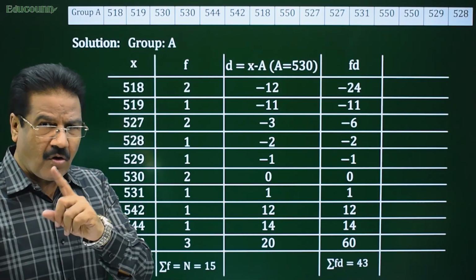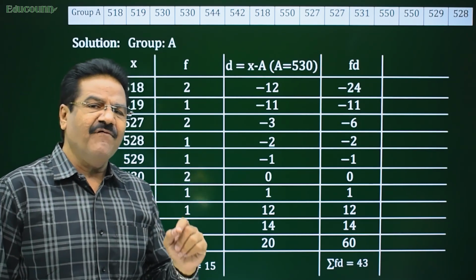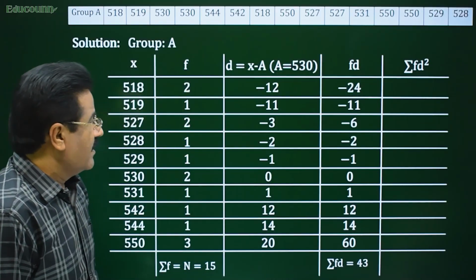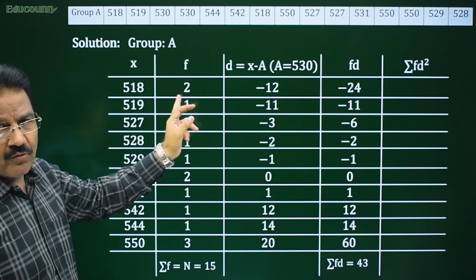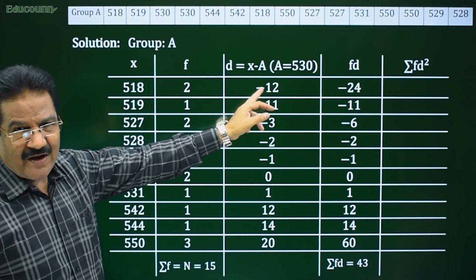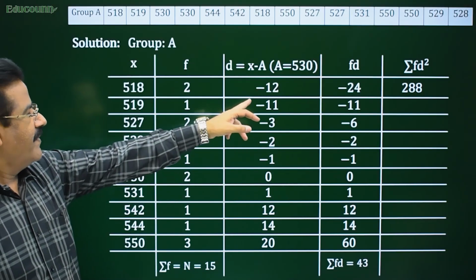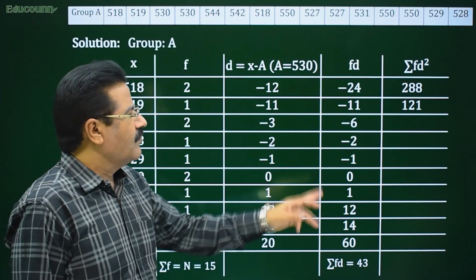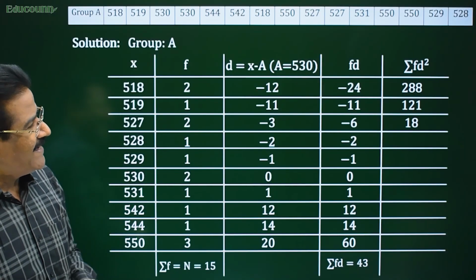Now we need one more column. In standard deviation, we require the summation of F into D square. So here, summation of F into D square means we have to square this term and then multiply by F. For that you may require a calculator. Square of minus 12 is 144. 144 into 2 is 288. Square of minus 11 is 121. 121 into 1 is 121. Square of minus 3 is 9. 9 into 2 is 18.